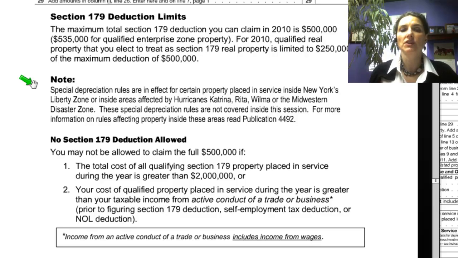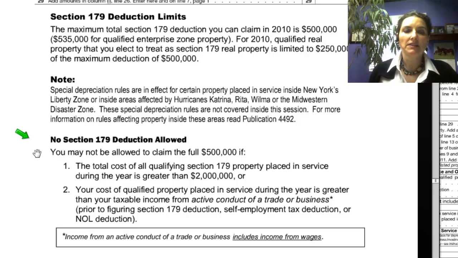These special depreciation rules are not a part of this session. For more information on rules affecting property inside these areas, refer to Publication 4492. So if you happen to reside as a tax practitioner in one of these casualty areas, or one of these disaster areas, there are some special limits on depreciation that you should be aware of, and you should take the time to look them up in Publication 4492. No Section 179 deduction allowed.